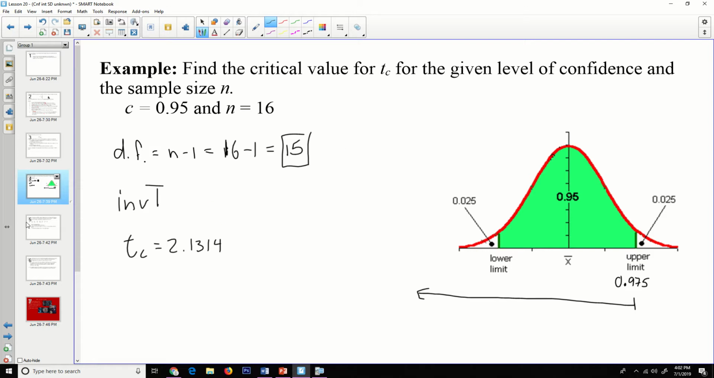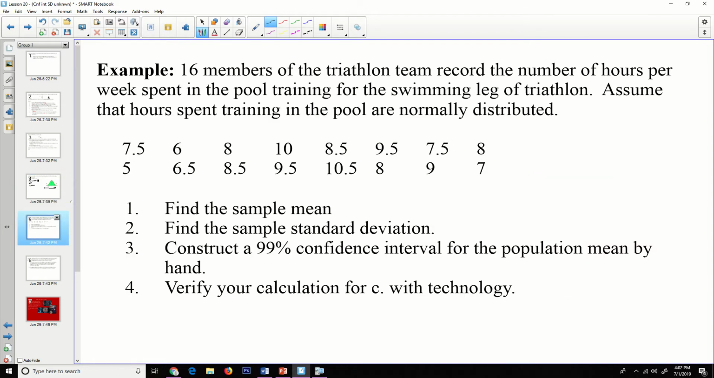Okay, let's move on. All right, so here's an example of how we're going to do this. The members of a triathlon team record the number of hours per week spent in a pool training for the swimming leg of a triathlon. Assume that the hours spent in training is normally distributed for all of the members, not just the 16 that we are calculating for. And so the first thing that we need to do is find the sample mean.